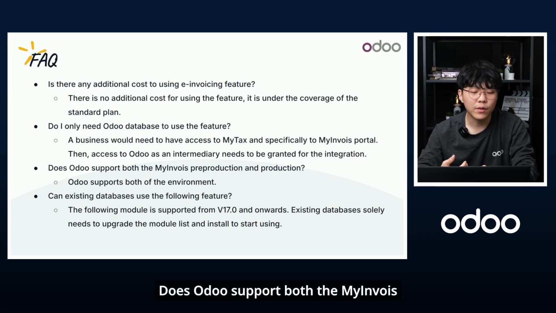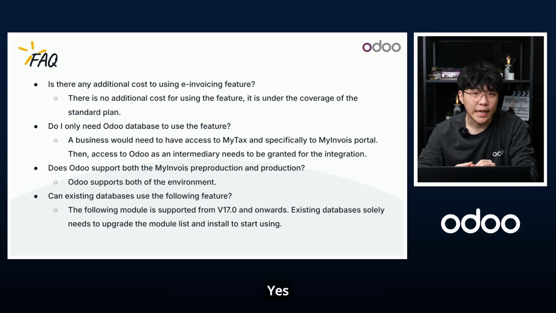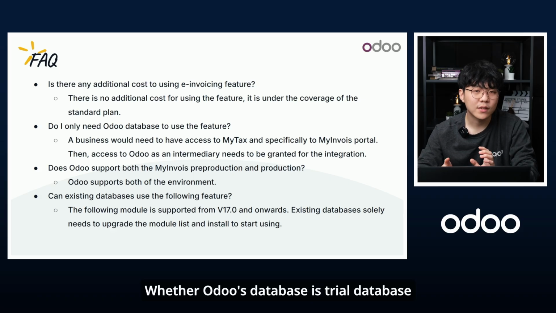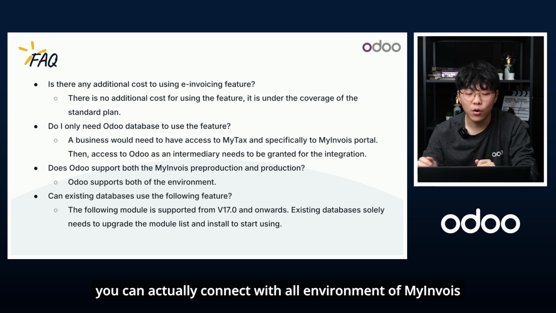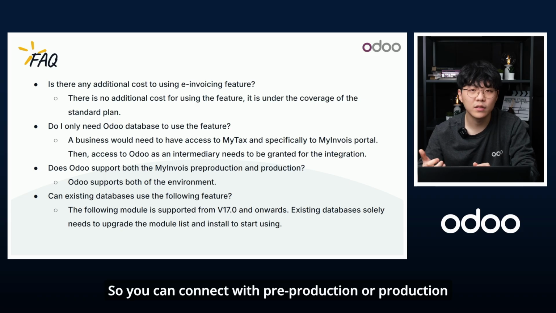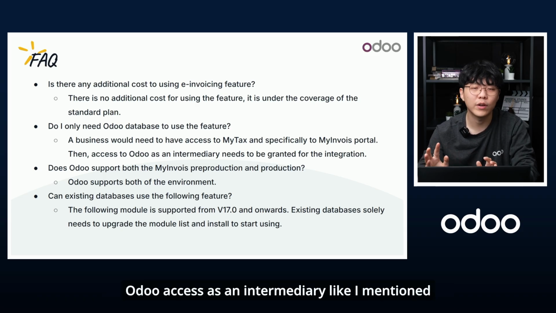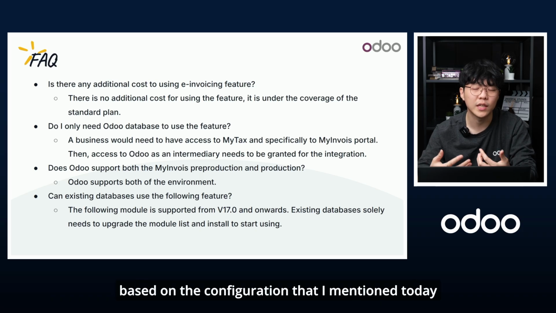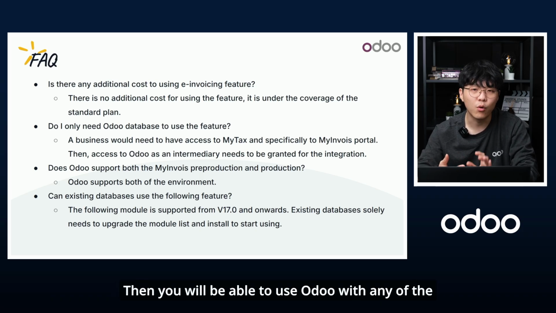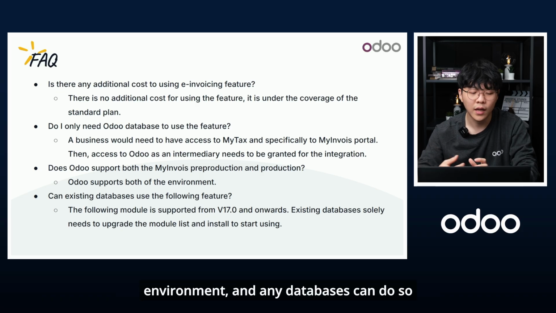Does Odoo support both the MyInvois pre-production and production? Yes. Whether Odoo's database is a trial database or a database under subscription, you can actually connect with all environments of MyInvois. So you can connect with pre-production or production. You just need to make sure that you grant Odoo access as an intermediary, like I mentioned, and you establish the connection properly based on the configuration that I mentioned today. Then you will be able to use Odoo with any of the environments, and any databases can do so.